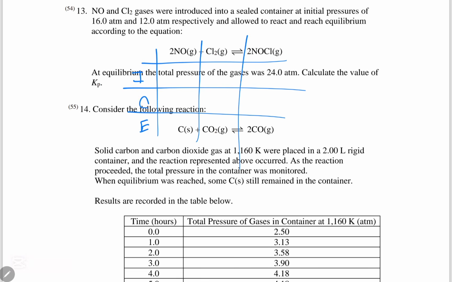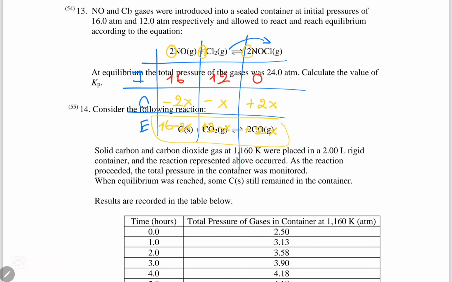ICE. What was the initial pressure of NO? It was 16 atmospheres. Of Cl2, it was 12, and of NOCl, it was 0. Now, logically, I have 0 pressure on the right side, so my forward reaction would move to give pressure to the right side, right? So I'm losing from here and I'm gaining over here. I have a 2 as my coefficient, so I'll multiply my x by 2. I have 1 as my coefficient, so I'll have a singular x. I have 2 as my coefficient, so I'll multiply my x by 2. So 16 minus 2x, 12 minus x, plus 2x.